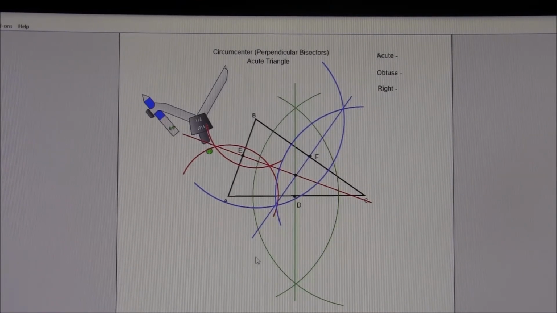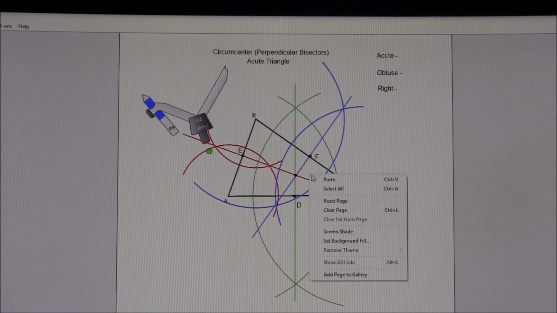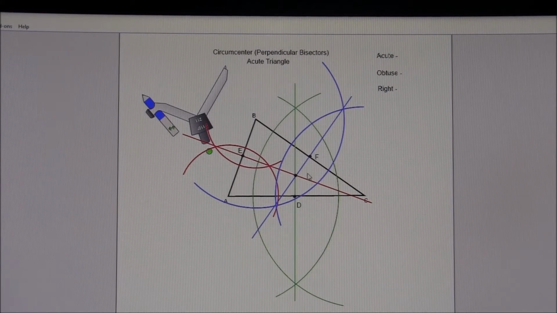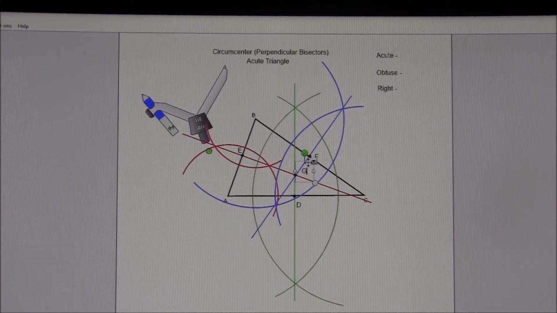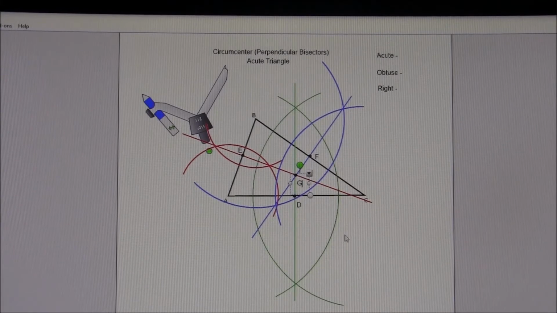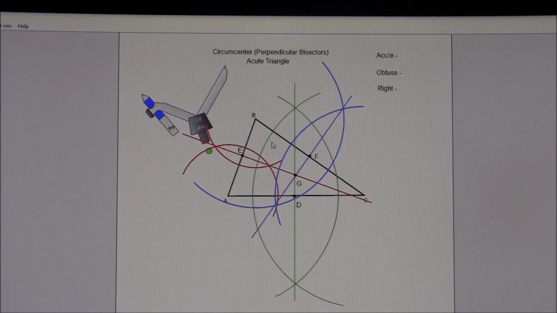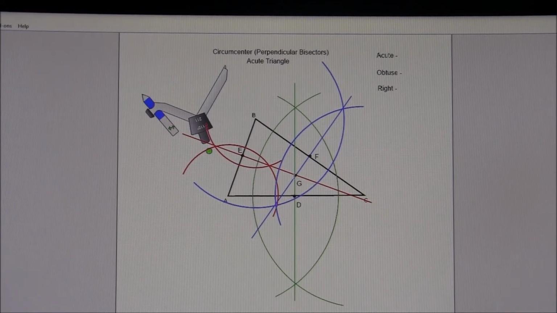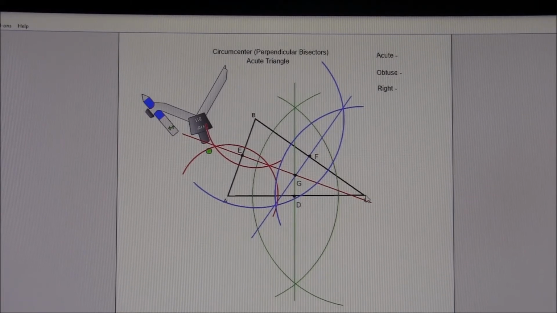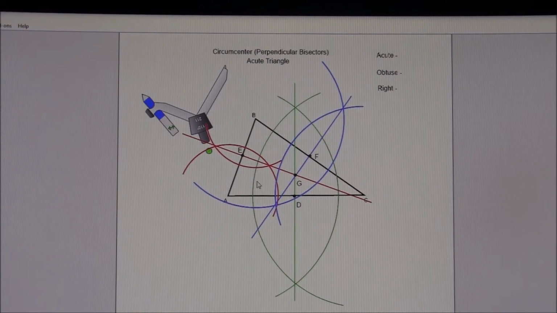Now the question is, why is the circumcenter important? Let's get that G in there. The reason we call it a circumcenter is because the distance from this point to each vertex, from G to B, is the same distance as from G to A, which is the same distance as from G to C.